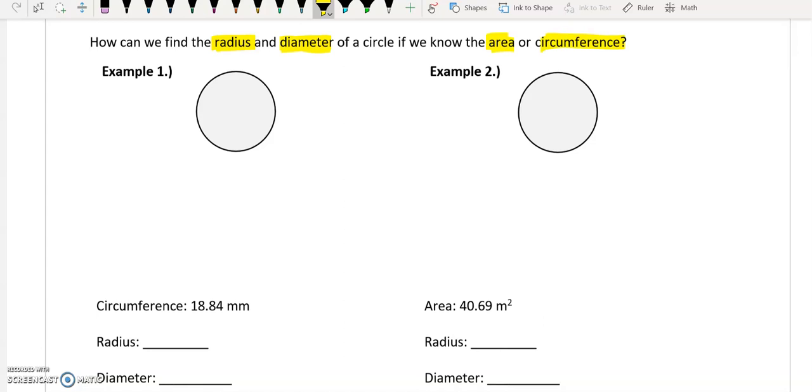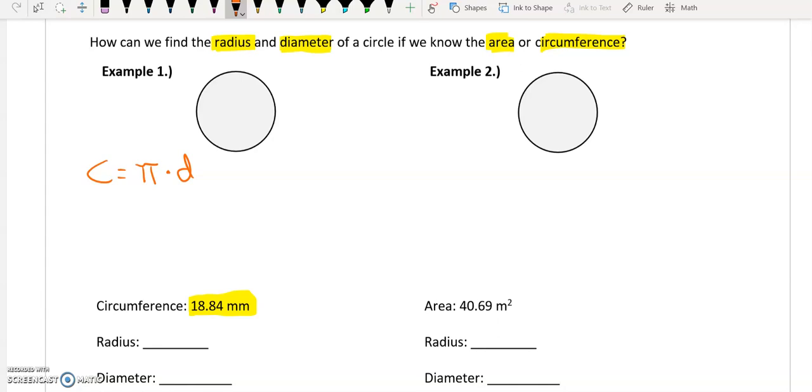So rather than them giving us the radius or the diameter and then us calculating the area, now it's going to be the other way around. In example 1, they give us circumference. So it would be helpful to write down our circumference formula. Our circumference formula says that the circumference equals pi multiplied by the diameter. Let's stick with that fact for a second.